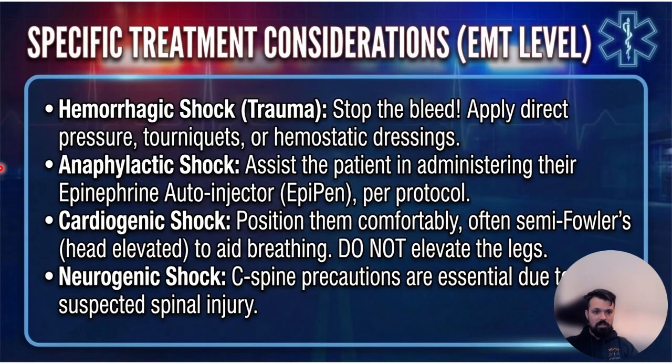Okay, more specific treatments you may see at the EMT level: hemorrhagic shock, stop the bleed, direct pressure, tourniquets, or hemostatic dressings. Direct pressure is first, as it says there. Then apply tourniquets if needed or hemostatic dressings. For anaphylactic shock, you can assist administering their epinephrine autoinjector, EpiPen, or yours per your protocols. Cardiogenic shock, position them semi-Fowler position, the head elevated. Do not elevate the legs. And neurogenic shock is C-spine precautions.